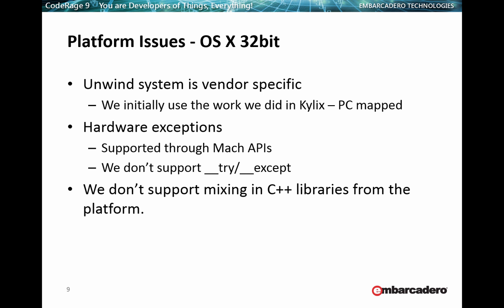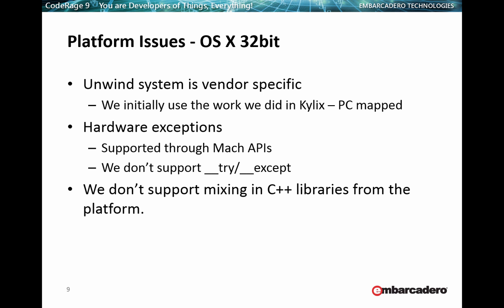We support handling access violations, invalid instructions, and floating point exceptions. We don't support _try and _except on those platforms. I know the compiler actually let those go through, but we're going to be changing that so that it generates an error. I don't think there's sufficient demand on it, but we'll take feedback on that.